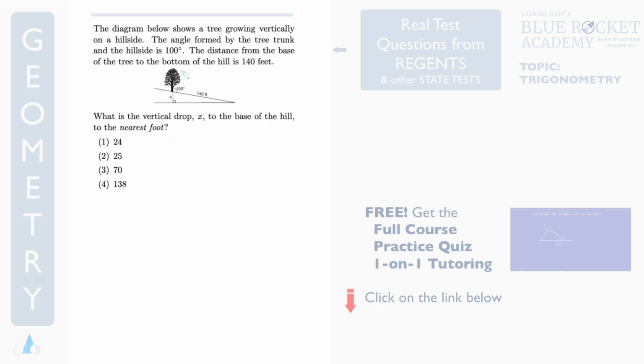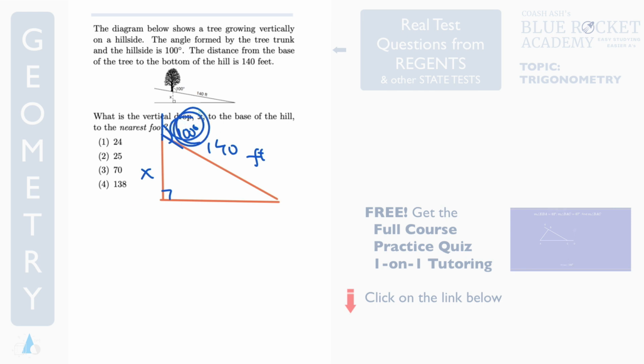Okay, this is a very easy problem. You're probably not able to see this, so I'm just going to redraw this over here. You're given a tree and you're given this basic triangle. What they've given is this length is 140 feet. Then you're given this angle is 100 degrees, and this is 90 degrees, and they're asking you what is this length.